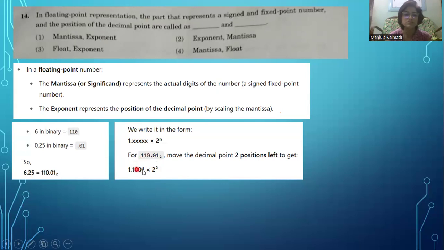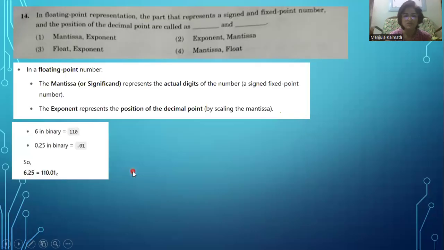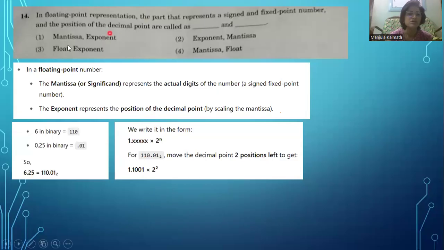In this format, this is called the base, this is the exponent and this is the mantissa. So the answer for this question will be mantissa and exponent. Here this is the signed fixed point number, 1 point something, and 2 is the base. And the position of the decimal point is indicated with the exponent. So the answer for this one is mantissa and exponent.